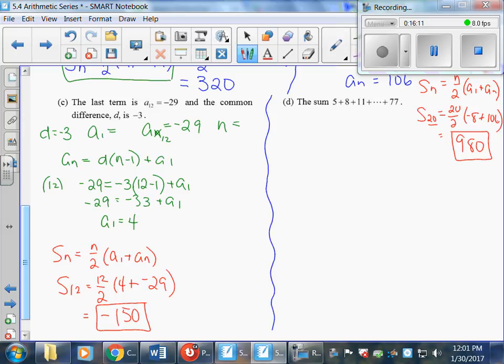Okay, D. It says the sum of this series right here. So what do we know? We know a sub 1 is 5. We know a sub n is 77, but we don't know what n is. We need to know what n is. Again, I think we can go back to using our formula. Our formula says a sub n is equal to d times n minus 1, plus a1. Why don't you take a minute and try that on your own and see if you can come up with n.